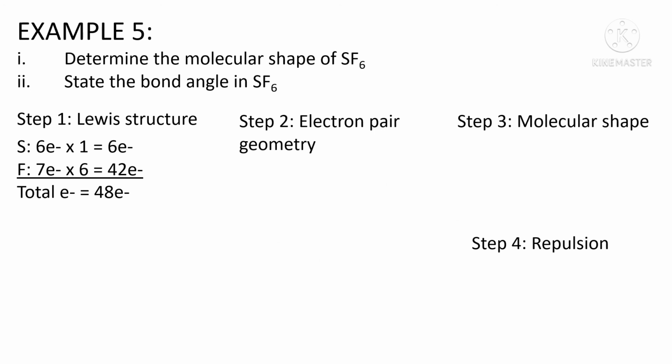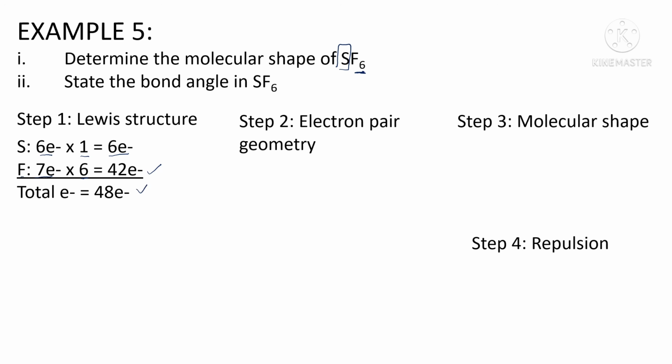Example 5, we are going to determine the molecular shape of SF6, sulfur hexafluoride. Again, to determine the molecular shape of SF6, we need to go through the 4 steps. Step number 1 is to draw the Lewis structure of SF6. To draw the Lewis structure, first we need to determine the total number of valence electrons of atoms involved. For sulfur, 6 valence electrons, there is only one sulfur in SF6, so multiply by 1 to give 6 electrons. Fluorine, having 7 valence electrons, there are 6 fluorine in SF6, so multiply by 6 to give 42 electrons. So total valence electrons involved is 48 electrons.